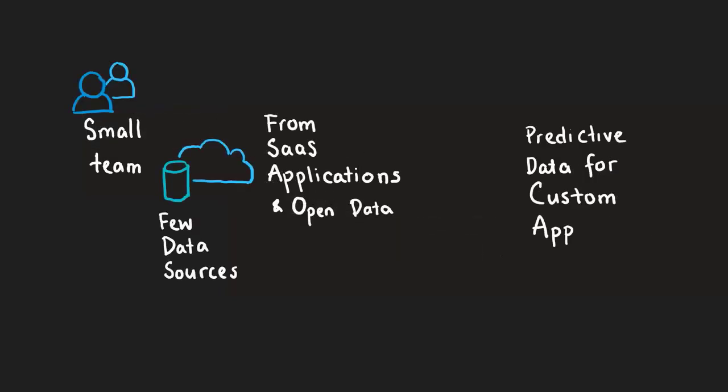We have a small company with a small team of data professionals who are all doing all trades in the data field. They're doing some SQL and some data prep and so on. They do a little bit of everything because it's a small team, so there's not really much possibility for specialization. This team also has just a few data sources in the beginning, and these data sources come from some software as a service applications and some open data sets.